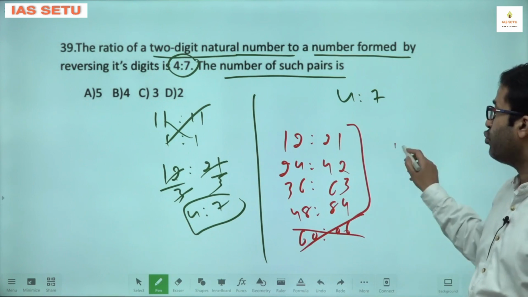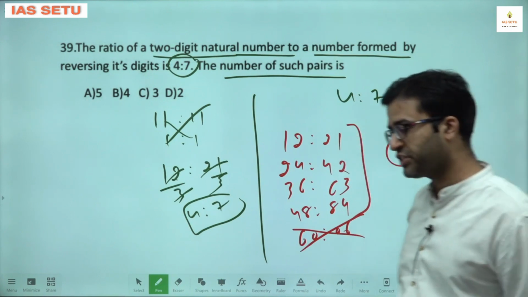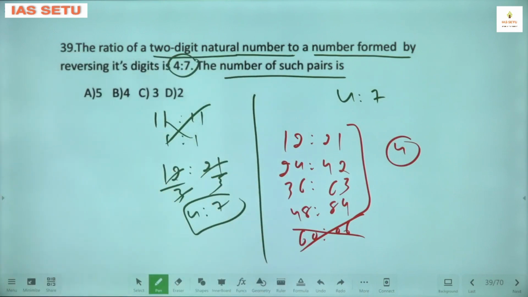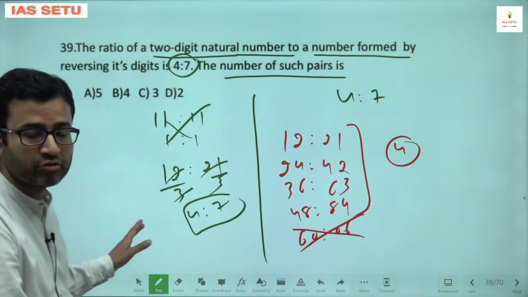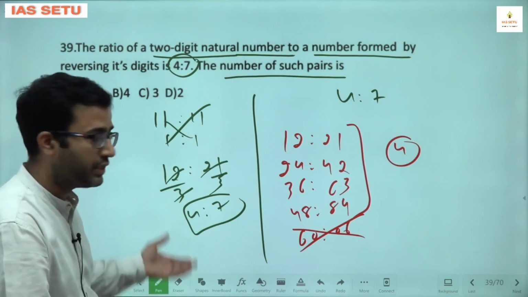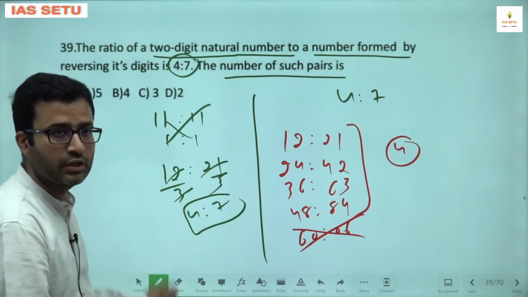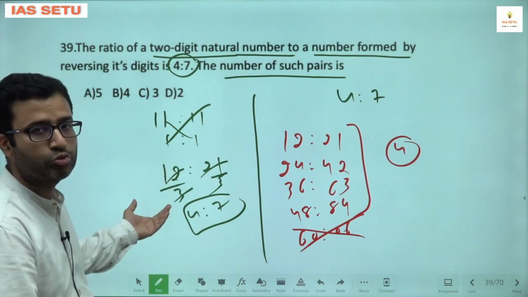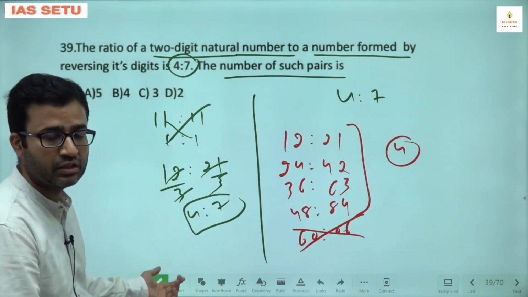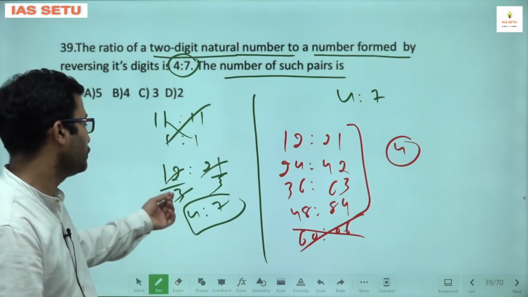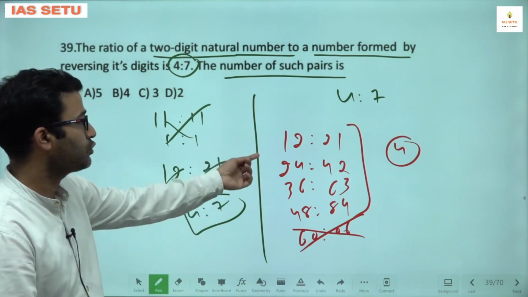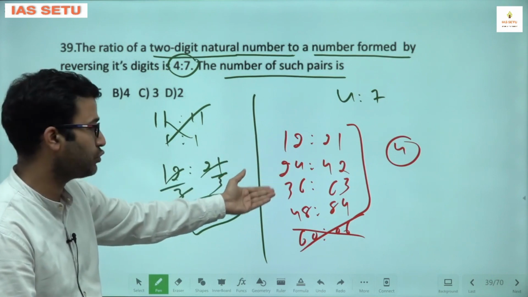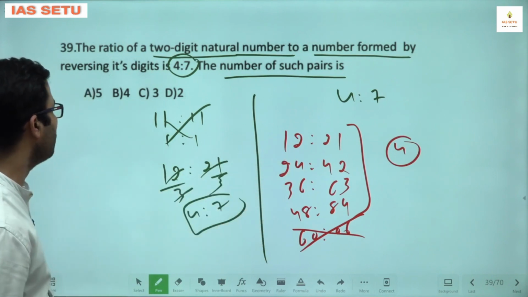So it means there are 4 such pairs. Here, in front of you, I started with 11. First I have done hit and trial. With 12, I was so lucky that the second number itself helped me, 12, 21. So it means it is hit and trial I have done. Otherwise I would have checked 13, 14, 15. I have to do that. So here 12, 21, 4:7. Then I have taken multiples of 12: 12:21, 24:42, 36:63, 48:84. So there are 4 such pairs we have.